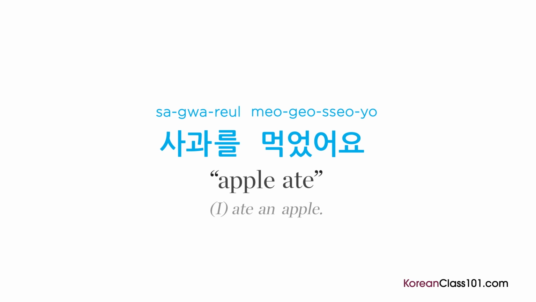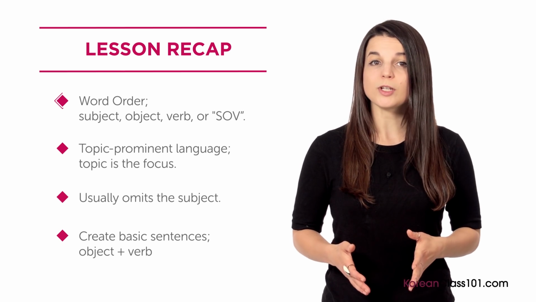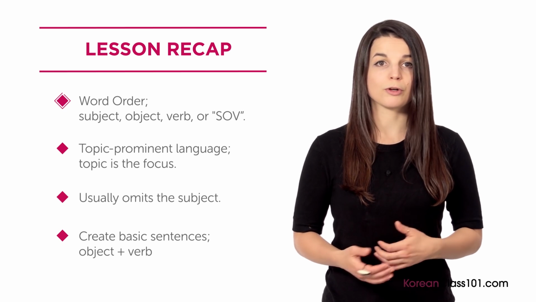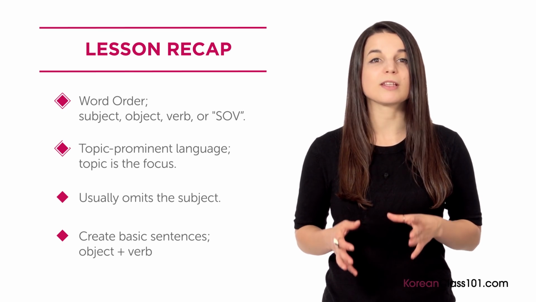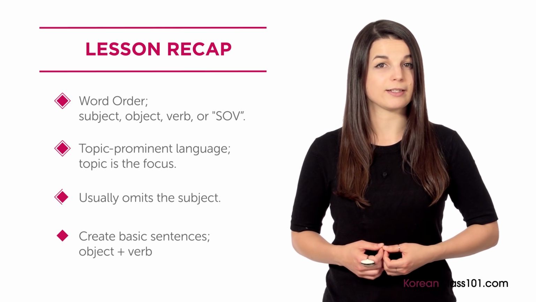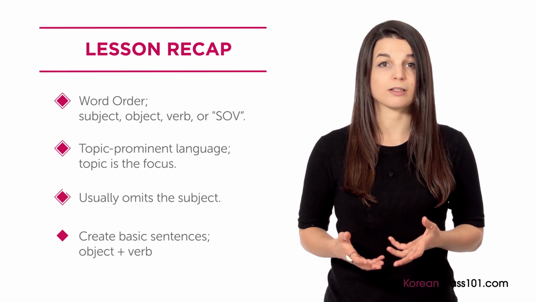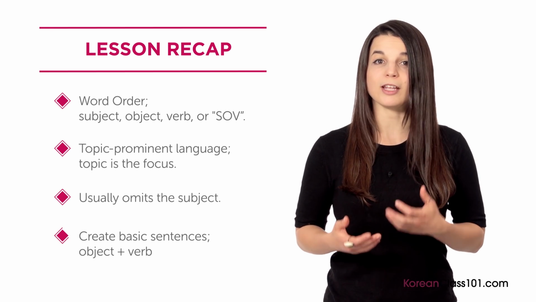사과를 먹었어요. Well done. Let's wrap up this lesson by recapping what we've learned. In this lesson, you learned that Korean sentences are formed using a subject-object-verb, or SOV, word order. The most important aspect of Korean sentences is not the subject but the topic of the sentence. Most sentences spoken in Korean will not actually contain a subject, especially if that subject is obvious. And lastly, you can create basic sentences in Korean by putting the object first and the verb last.